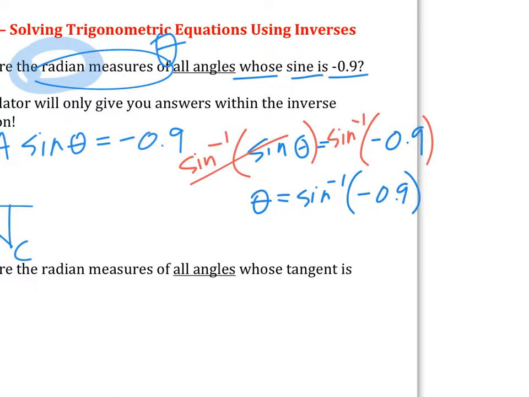So everyone's calculator is a little different. Inverse sine is usually on top of sine, but you have to get to that button by pressing a second button or something like that. Depending on your calculator, mine, I have to type in negative 0.9 first and then inverse sine. Yours may be you type in inverse sine first and then negative 0.9. Okay, so try that. Your answer will be in radian.